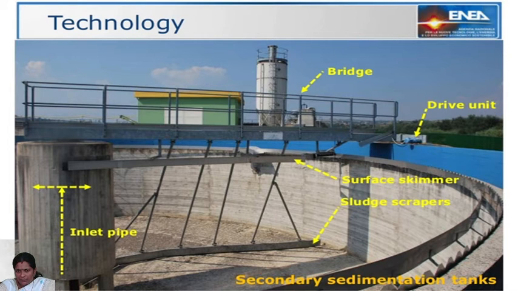If there is sludge at the bottom, the surface area will be reduced. This one is the surface skimmer. This one is the driving unit to operate and distribute the sewage. This is the pathway for maintaining the chamber.